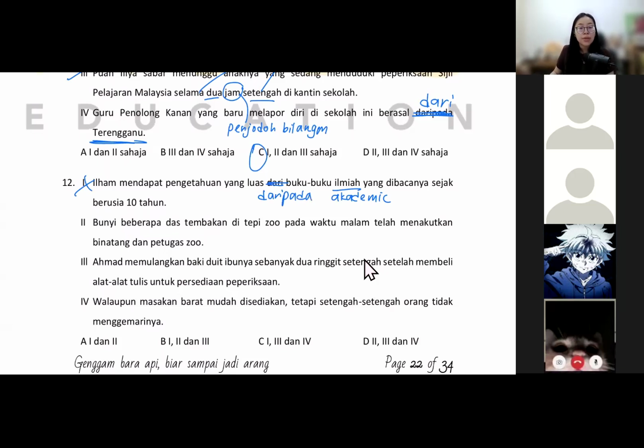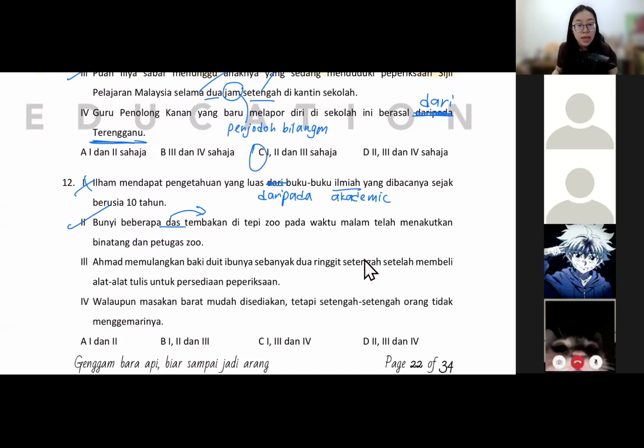Dan bunyi beberapa das tembakan di tepi zoo pada waktu malam telah menakutkan binatang, scared the animals and also the petugas, the person that doing the task and the zoo. This one is correct or wrong? This one is correct, nothing wrong. Because das tembakan is for penjodoh bilangan for tembakan.